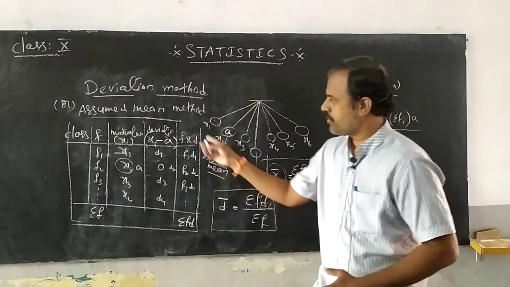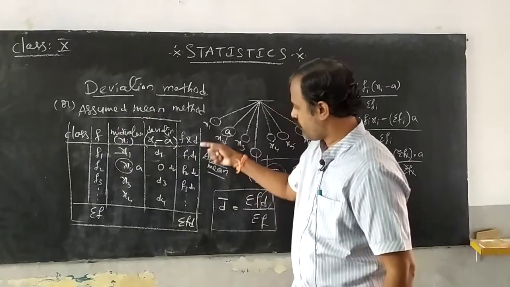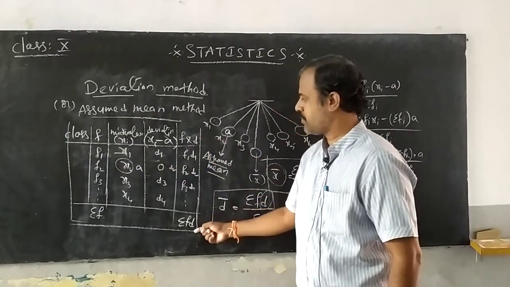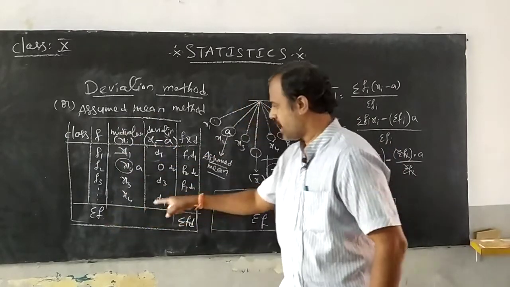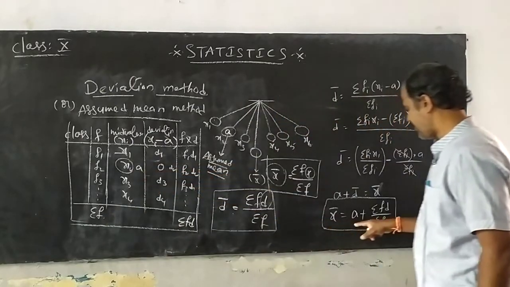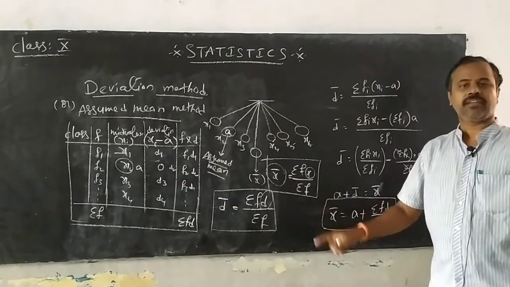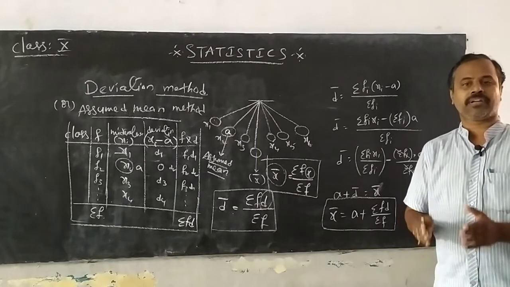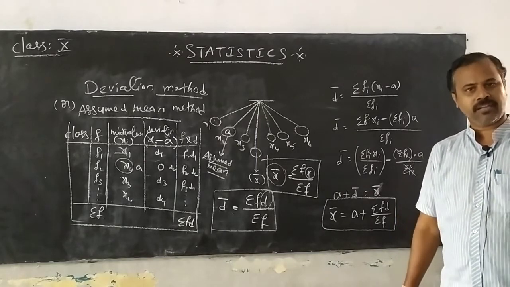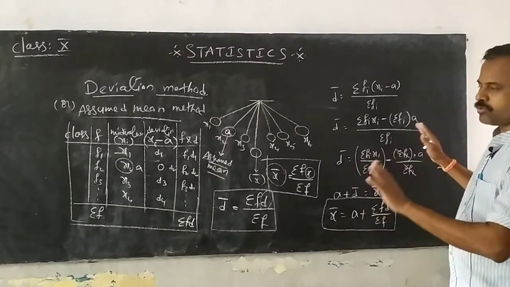And now you have the table. You will find fd and the sum, sigma fd, and you find sigma f, and you know the a value, and that a value is substituted here to find the x bar, to find the arithmetic mean. Okay guys, clear? Today we learned about the derivation.